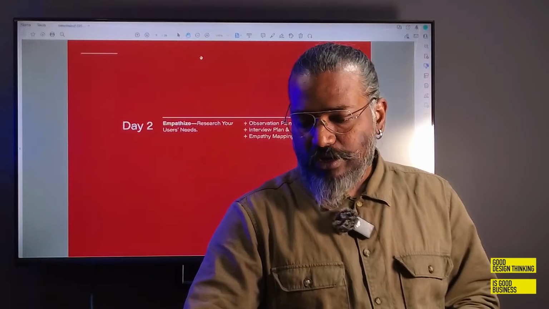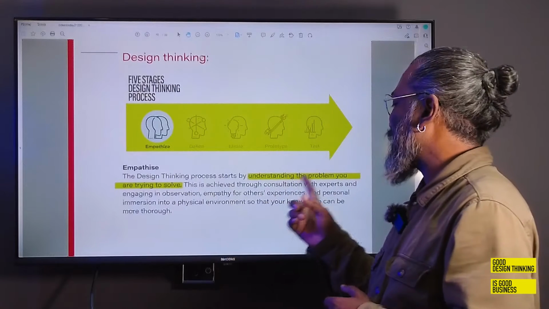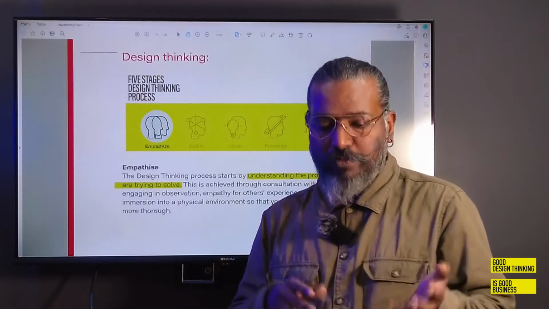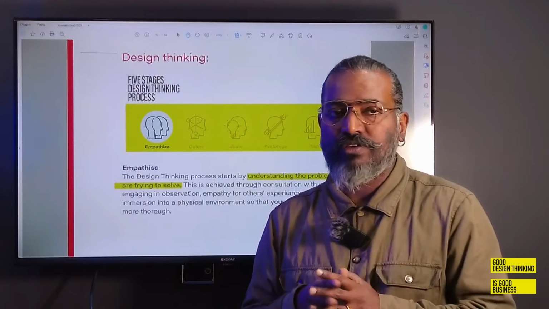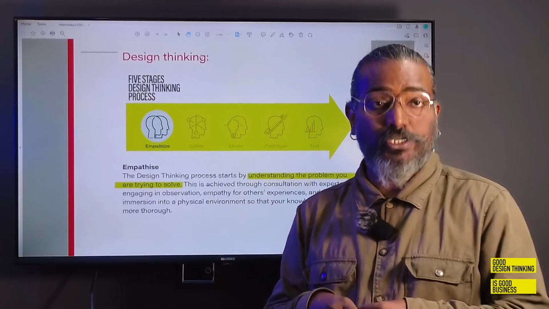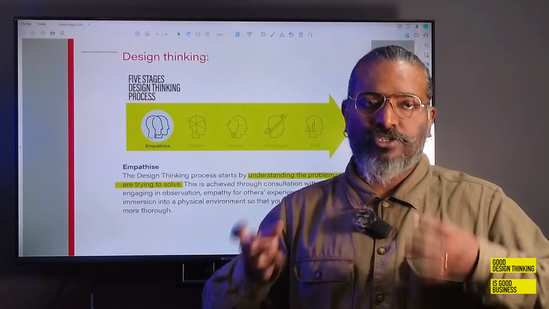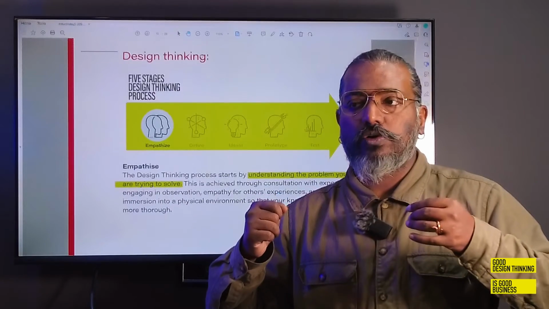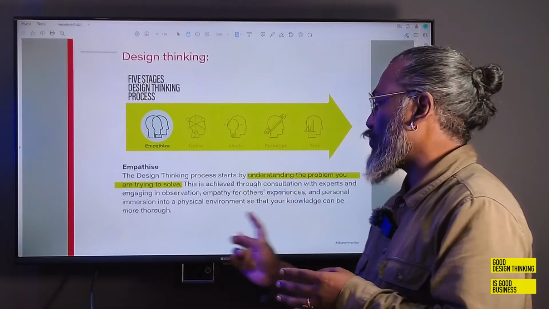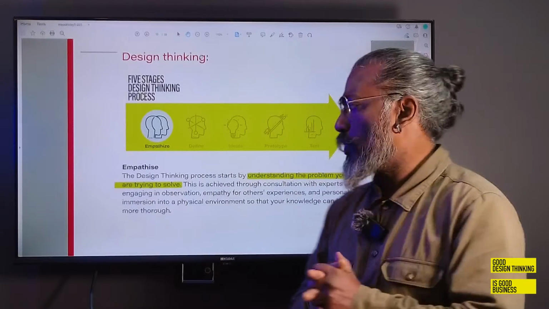So today, empathize is the section we're going to discuss. What is empathize? Understand the problem you are trying to solve. Of course, we know the dictionary meaning of it, but in this context, how do we translate that? How do we understand this? This stage is all about understanding the user, a consumer, or a prospective buyer. So how do you understand? There are a few techniques which I'm going to teach you.